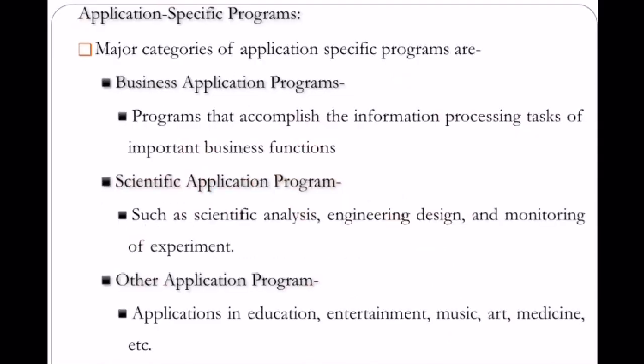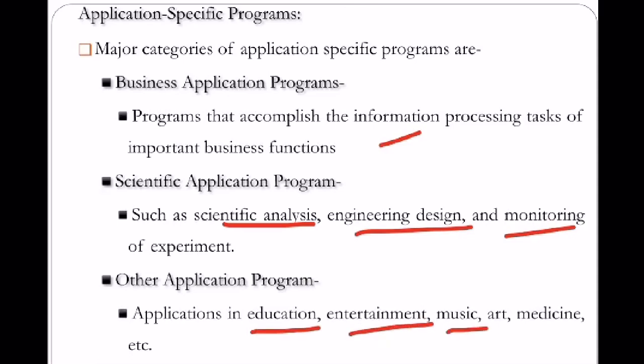We can use it for general purpose. Application specific, for example business application, are programs that accomplish the information processing tasks of an important business function only, so we call it a business application. Scientific application is for scientific analysis, engineering design, monitoring purposes. For other applications, for example for education, entertainment, music, art, medicine, we have specific application software. So we have two types of application software: general purpose and specific purpose.